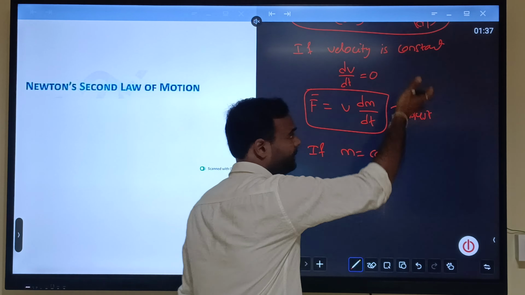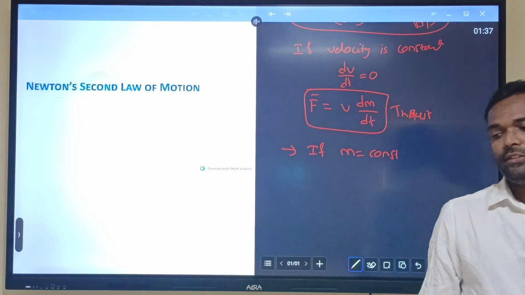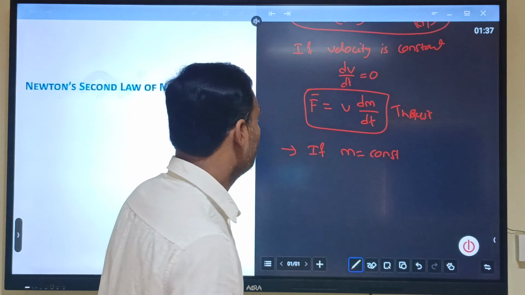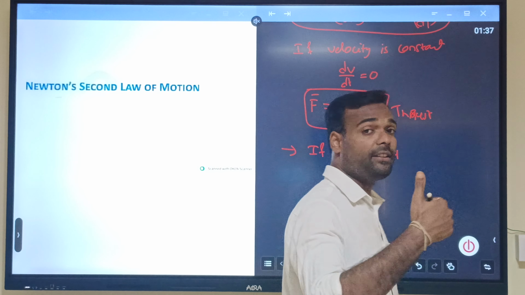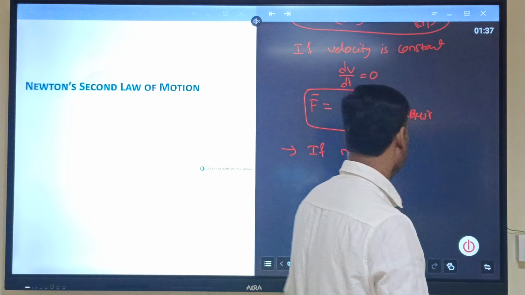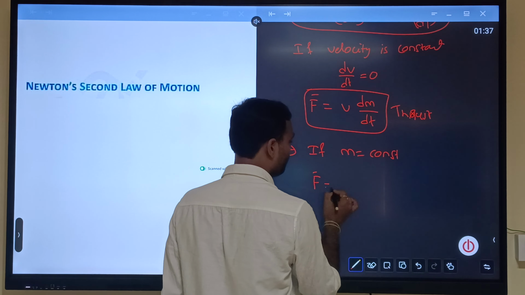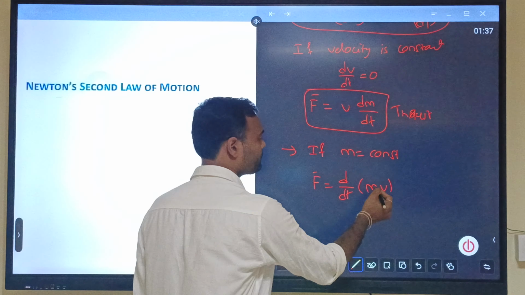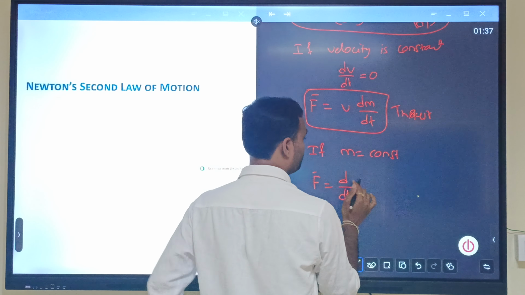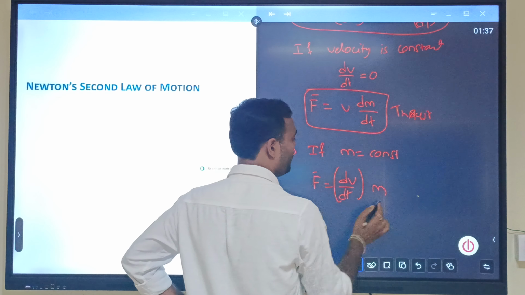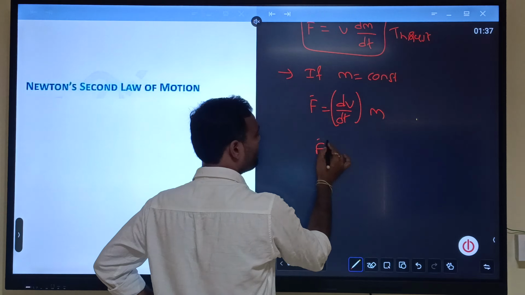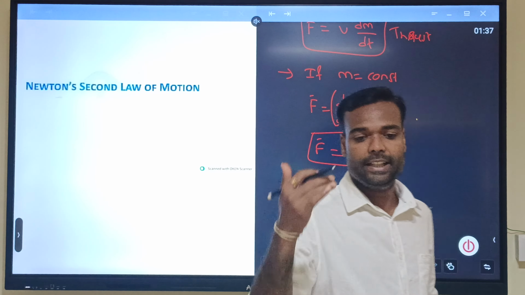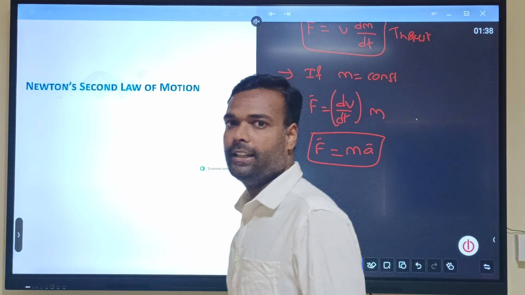Like we are considering the car is moving with the velocity v1, after a certain time it turns its velocity into v2. That means here the velocity is changing but the mass remains constant. In such a case, the equation becomes F is equal to d by dt of mass into velocity, where mass is constant. Now F is equal to mass into acceleration, and this is Newton's second law.